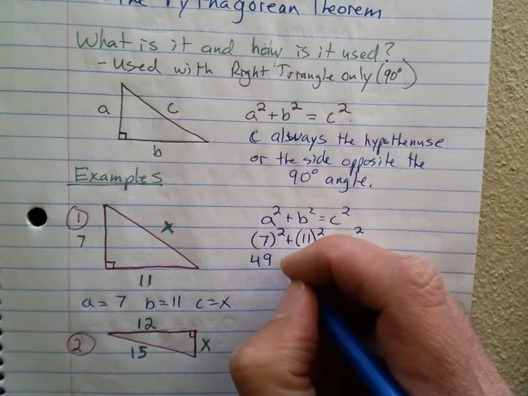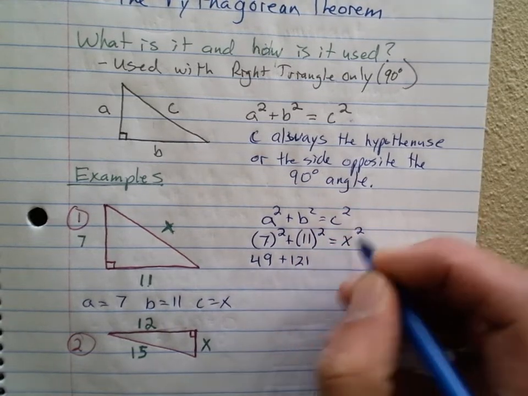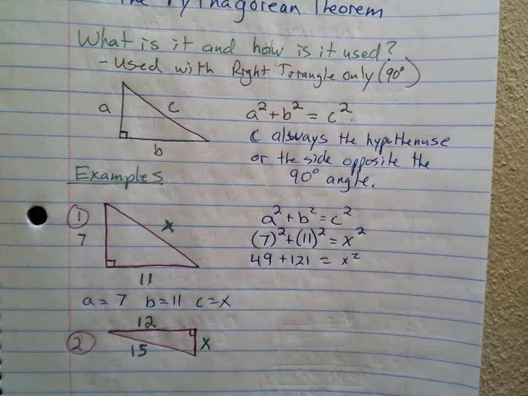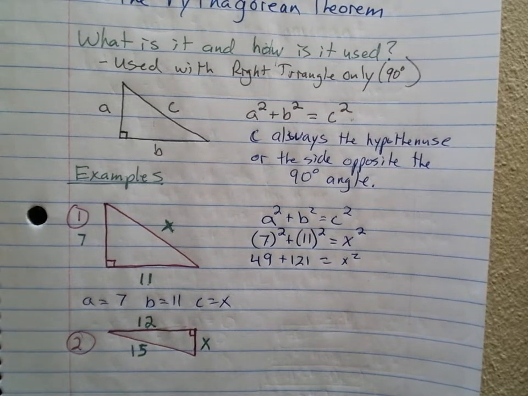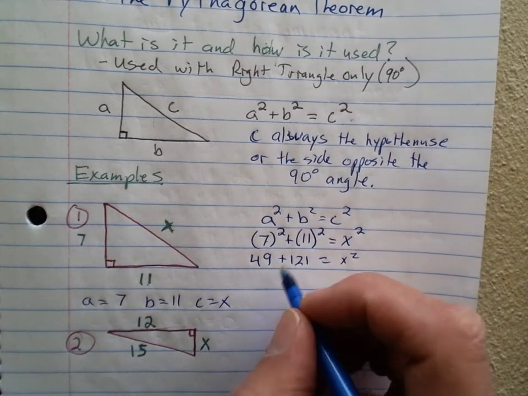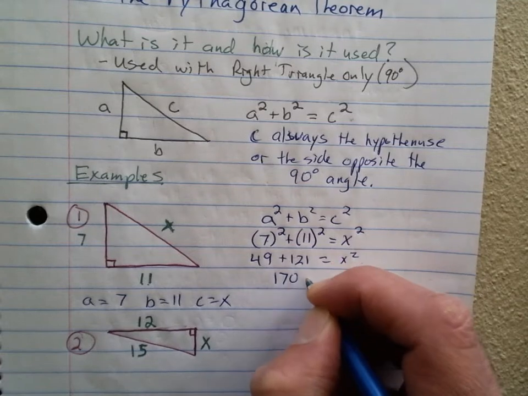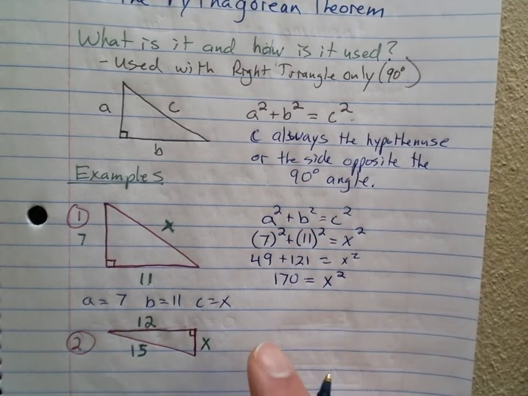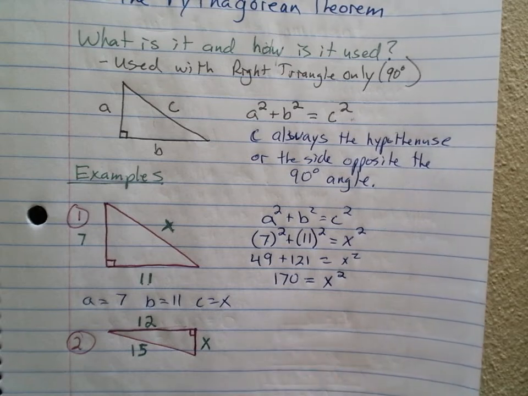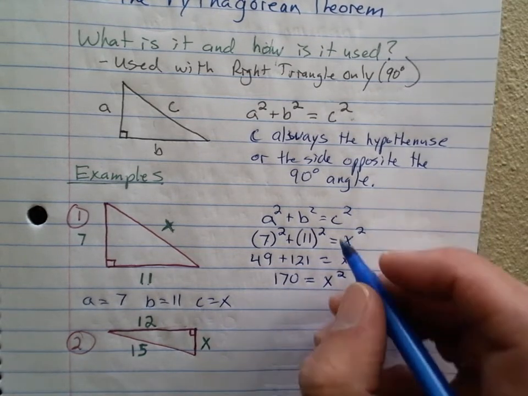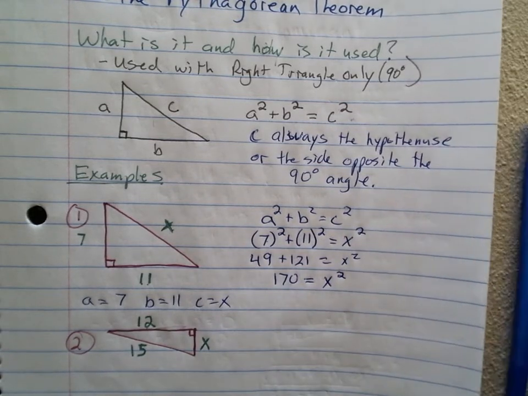Square 11, that's 121, equals x squared, right? And I'm not gonna lie, I'm gonna use a calculator. 49 plus the 121, now I've got 170 equals x squared. So now I need to be able to do this, okay? And in order to do this, I have to use what's called the square root sign, okay?